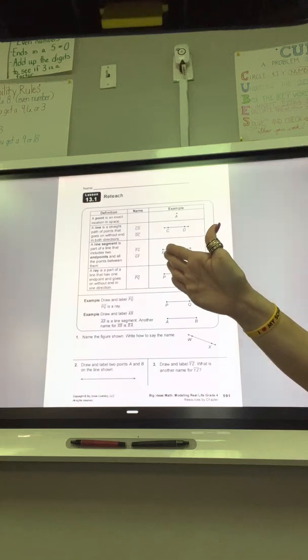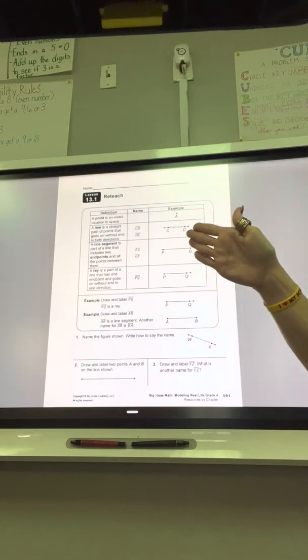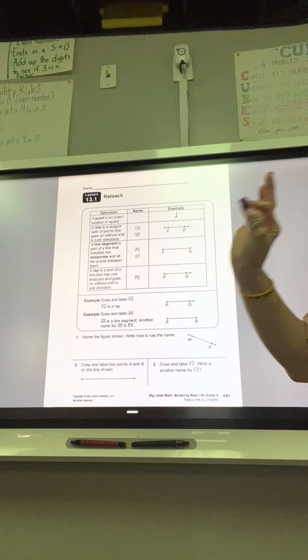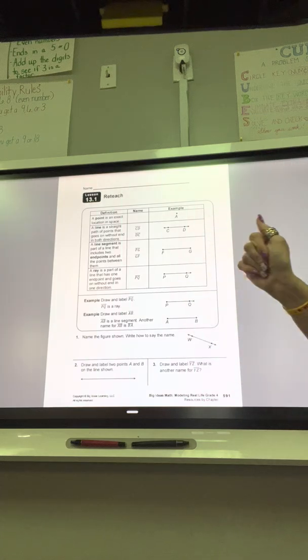Oh, that's what was on our quiz. You probably saw this on map test. Yes. But a line goes on and on forever and it never stops.